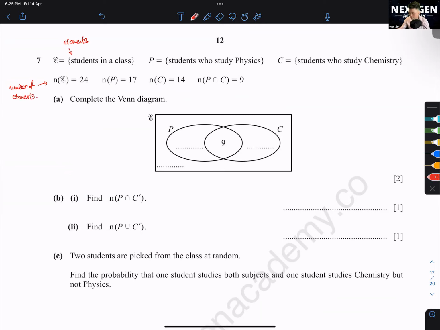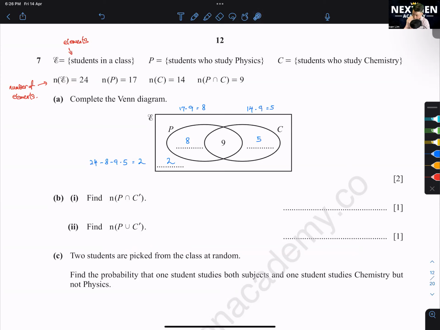Okay, so complete the Venn diagram. Total we have 24. What can we fit in first? They give us here n(P intersect C) is 9. n(P) is 17. So this whole thing here should be 17. Therefore, how do I fill up here? Here will be 17 minus 9. This one will be equal to 8. Here, 14 minus 9. Here will be 5. My total is 24. So I take 24 minus 8 minus 9 minus 5. We'll get 2 here.